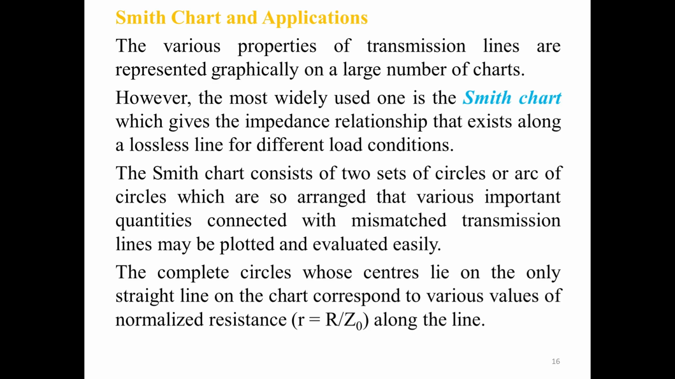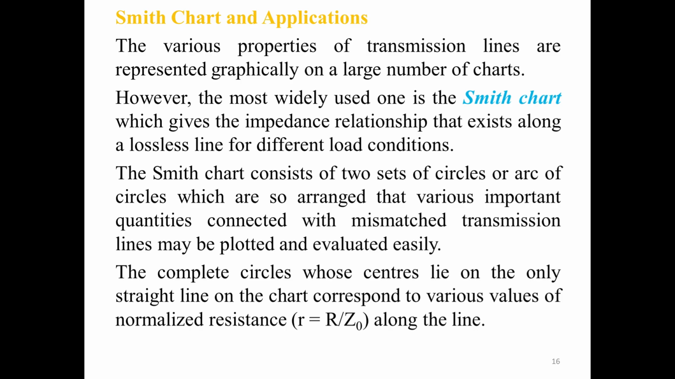The various properties of these transmission lines are represented graphically on a large number of charts. However, the most widely used one is the Smith chart, which gives the impedance relationship that exists along a lossless line for different load conditions. The Smith chart consists of two sets of circles or arcs of circles which are so arranged that various important quantities connected with mismatched transmission lines may be plotted and evaluated easily.